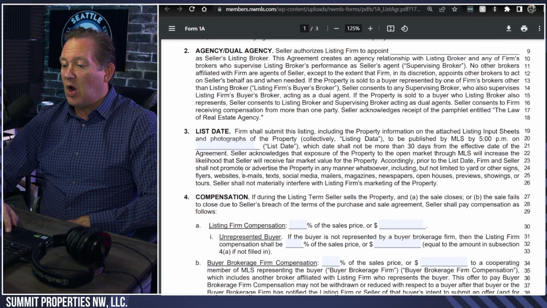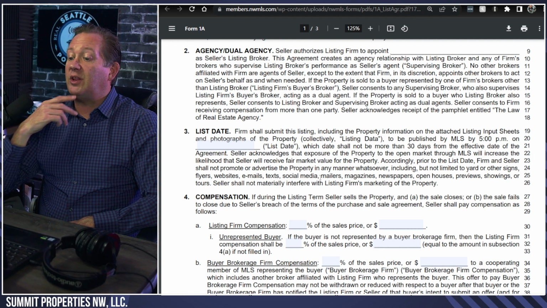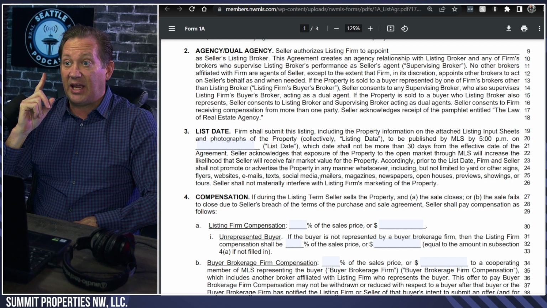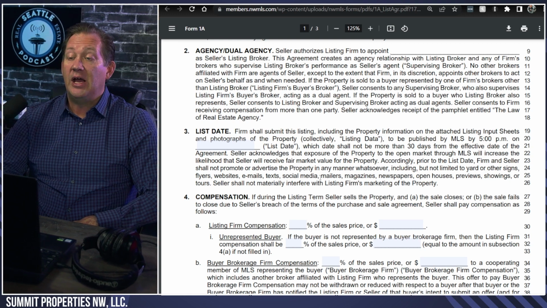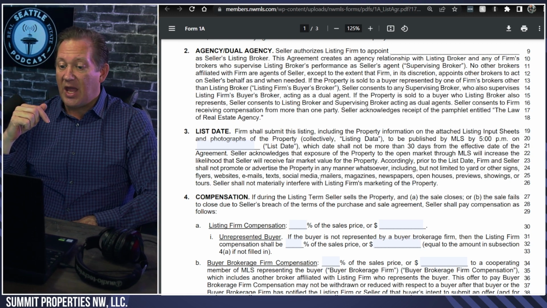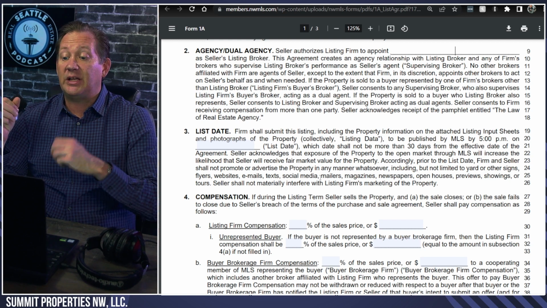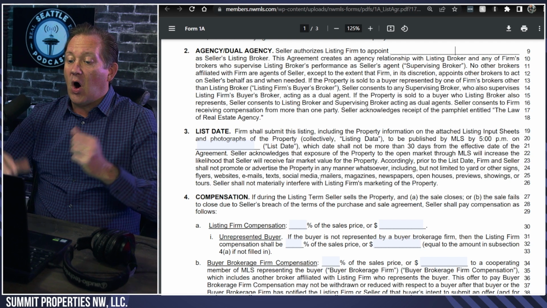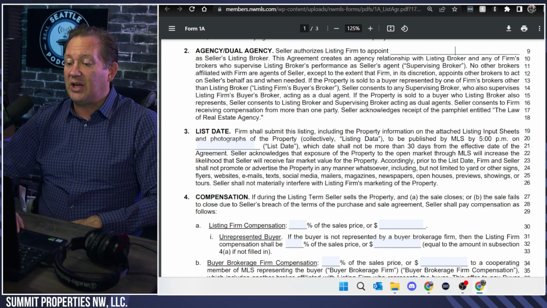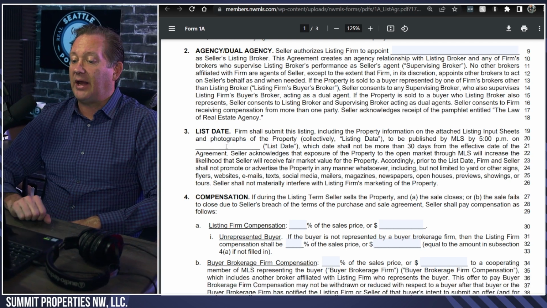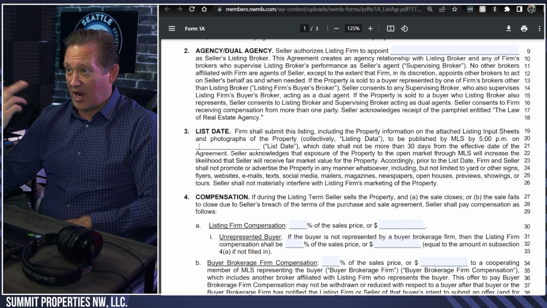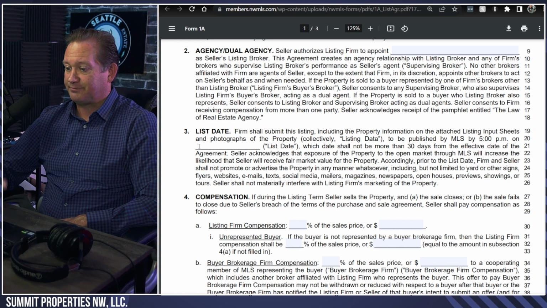Okay, list date. Firm shall submit this listing, including the property information on the attached listing input sheet. That is Listing Input, Form 1. Got a separate video for that, right? And photographs of the property, collectively listing data, to be published by the MLS by 5 p.m. on whatever the listing date. So here is where you are identifying the listing date. That is when it's going to go live, right? That's boom. That's your date.